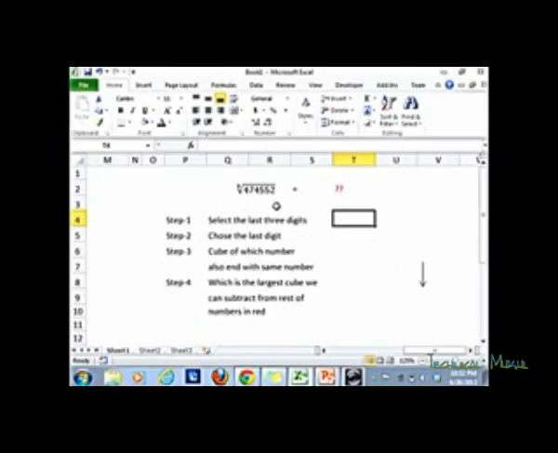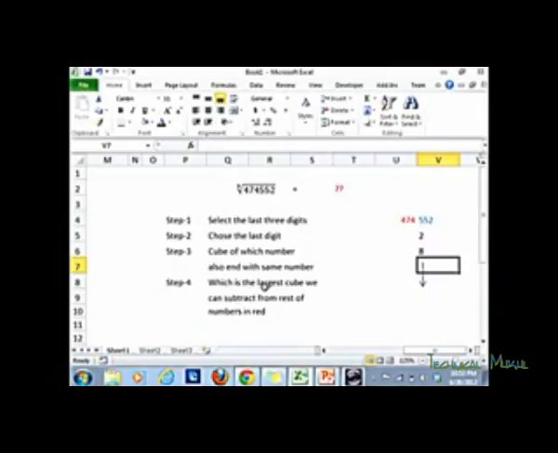Now I have 4 basic steps to get the cube root of a large number. First, I select the last 3 digits of the number. Here I have 6 digits, so I will write 474 in red and 552 in blue. Now I choose the last digit of the number. The last digit is 2. The cube of which number also ends with 2? I think the cube of 8 ends with 2, so I write 8 here.